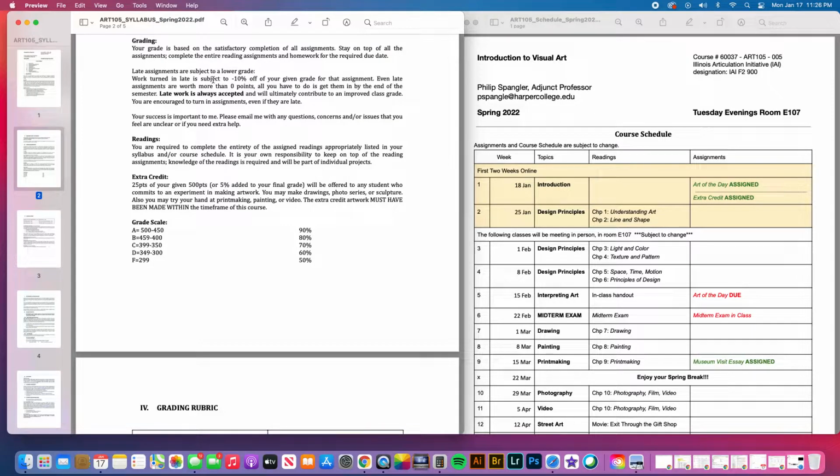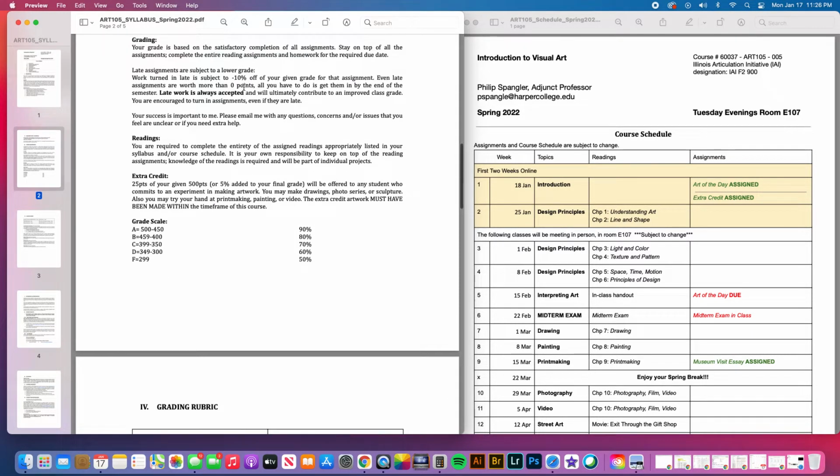And then this minus 10 percentage points, you only lose that once. So if you get a 100% on your paper, but you turn the paper in 4 weeks late, you're still going to get a 90%. So it's worth turning it in, but it has to be in by the end of the semester.